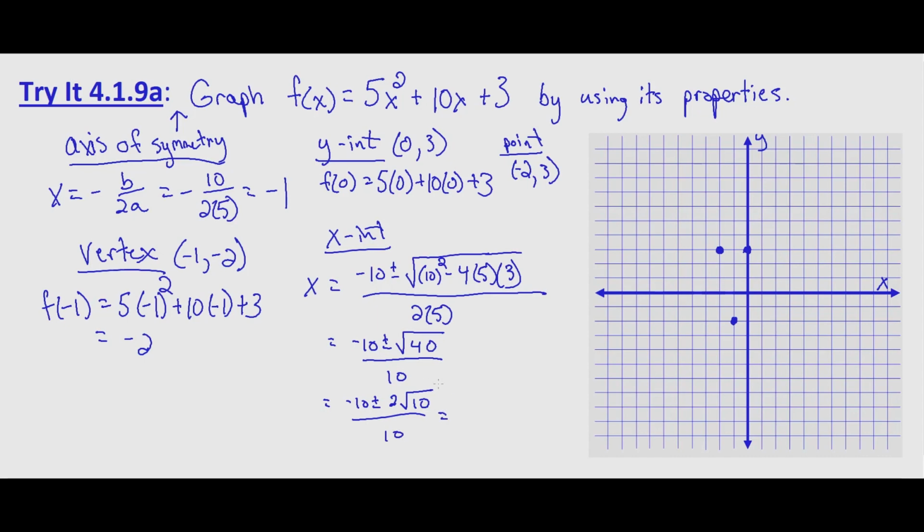And then last but not least, at least for an exact answer, that's going to simplify to negative 5 plus or minus the square root of 10 divided by 10 divided by 2 is 5 as well. So we just divided everything by 2, all parts by 2. Now, if we take decimal approximations of that, so x is approximately negative 5 minus the square root of 10 divided by 5 is approximately negative 1.632.